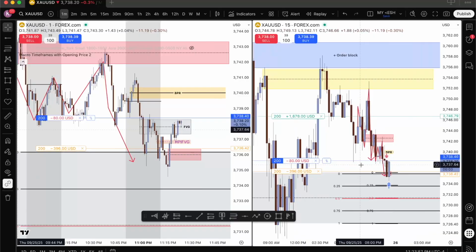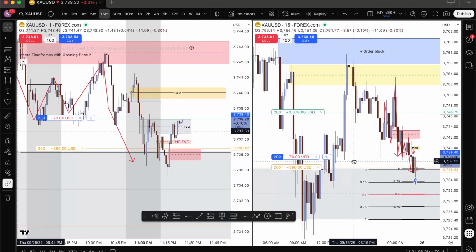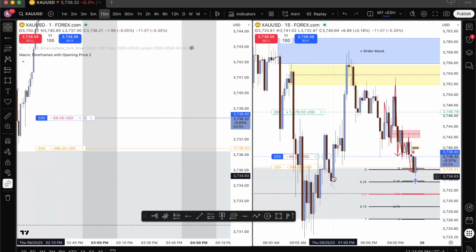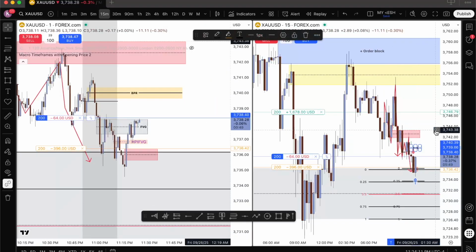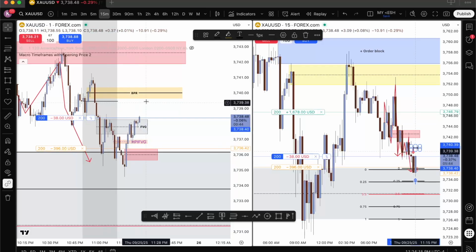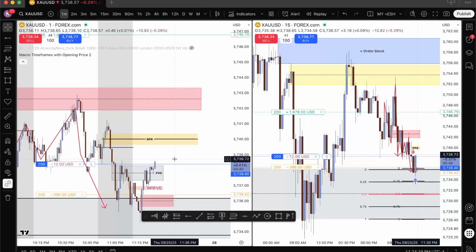So we're kind of getting a liquidity sweep here. Equal lows. Hitting the order block. Hitting the 12-hour fair value gap. We're getting a small inversion. Price can still respect all of this.